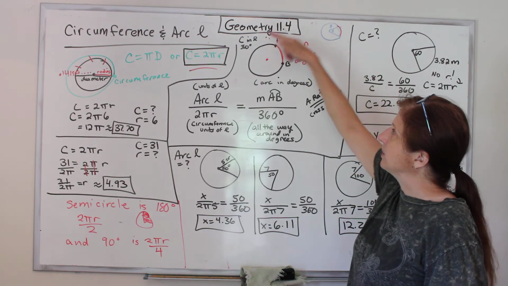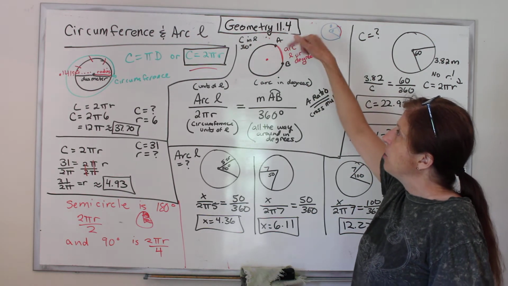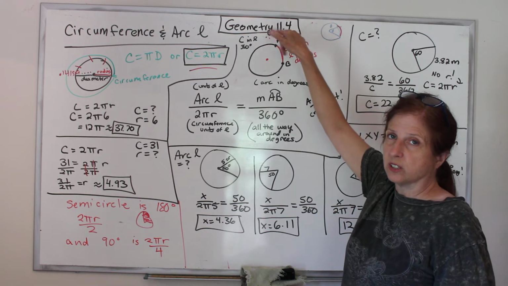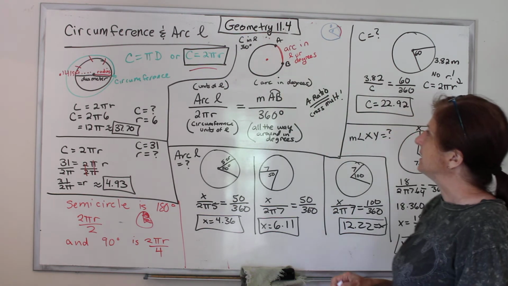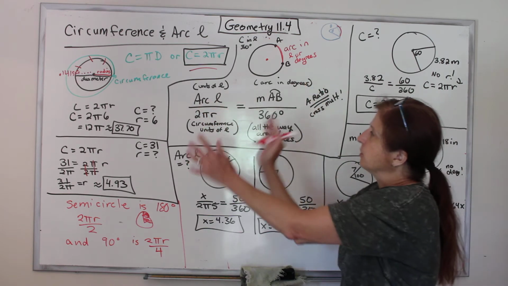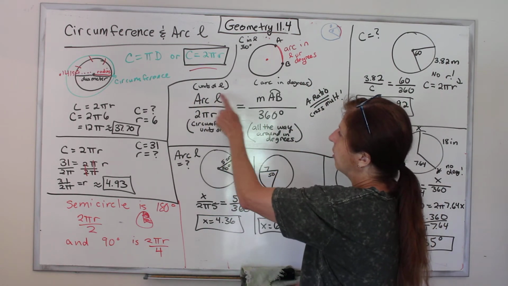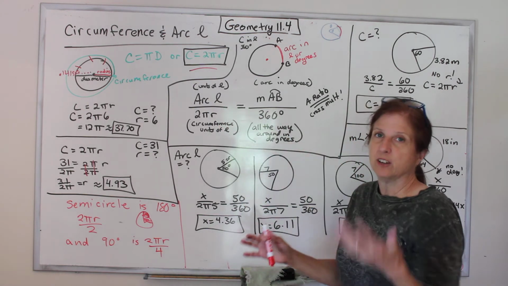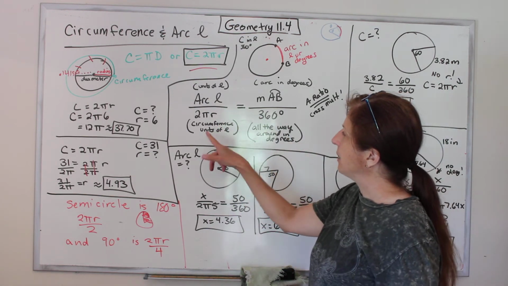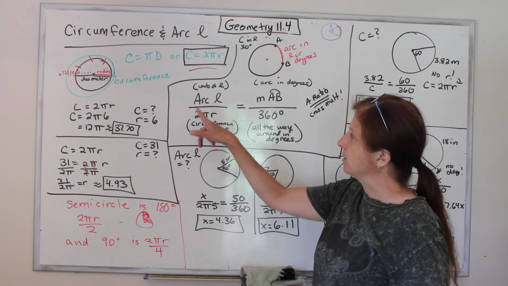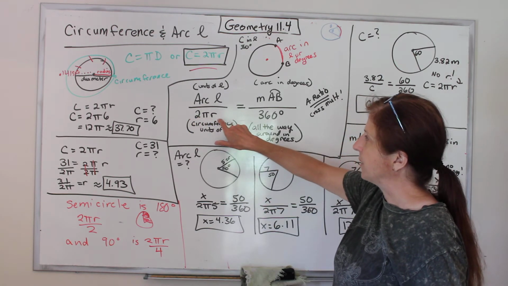The circumference of a circle is a length measurement, but if you go all the way around a circle in degrees, it's 360. So we have this ratio that relates these. If you measure the arc in units of length, meters, inches, and divide it by circumference in units of length. And circumference is 2 pi times the radius.